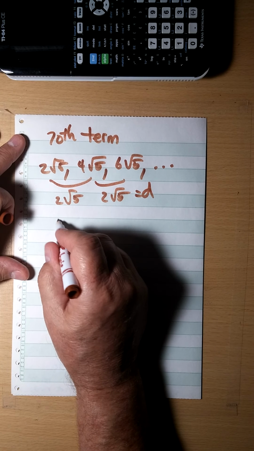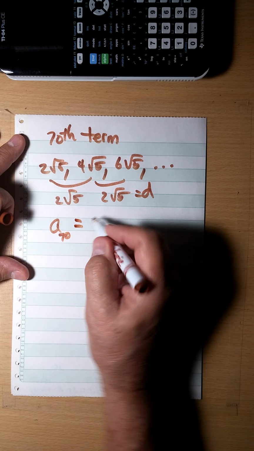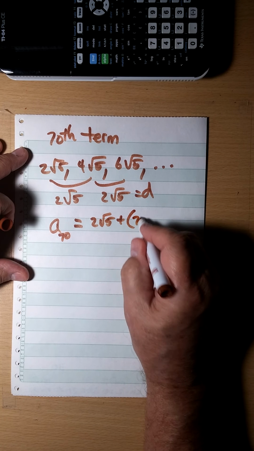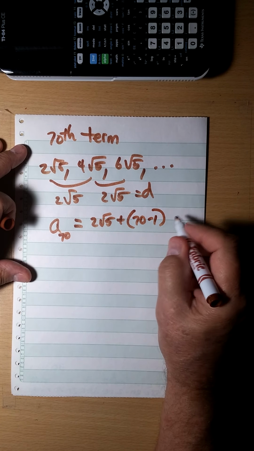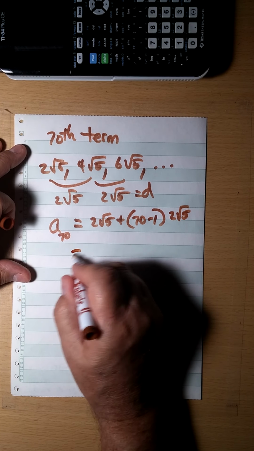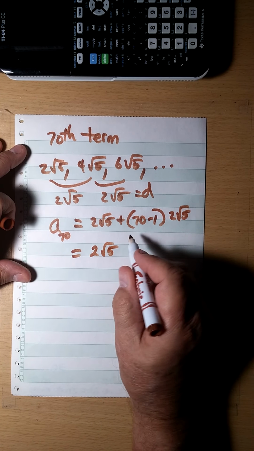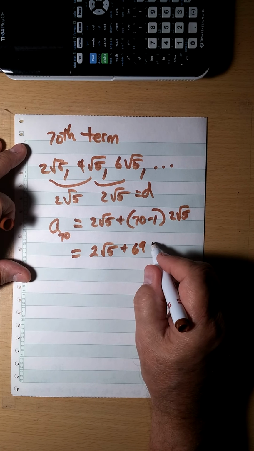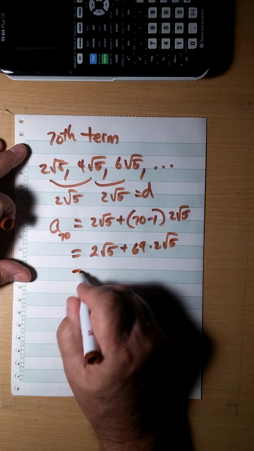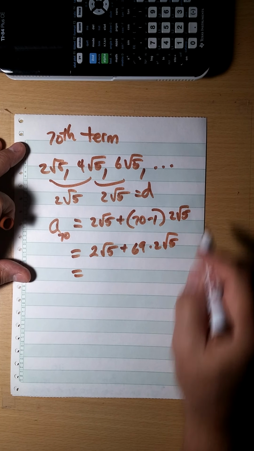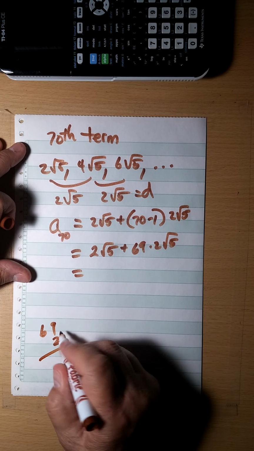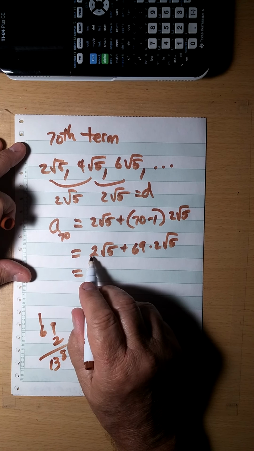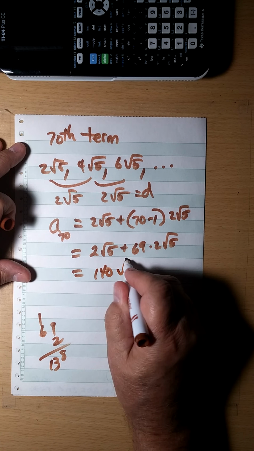If we want the 70th term, we want the first term, 2 square roots of 5, plus 70 minus 1 times this common difference, 2 square roots of 5. So it's 2 square roots of 5 plus 69 times 2 square roots of 5. Let's see, 2 times 69. That's 138, and 2 is 140 square roots of 5.